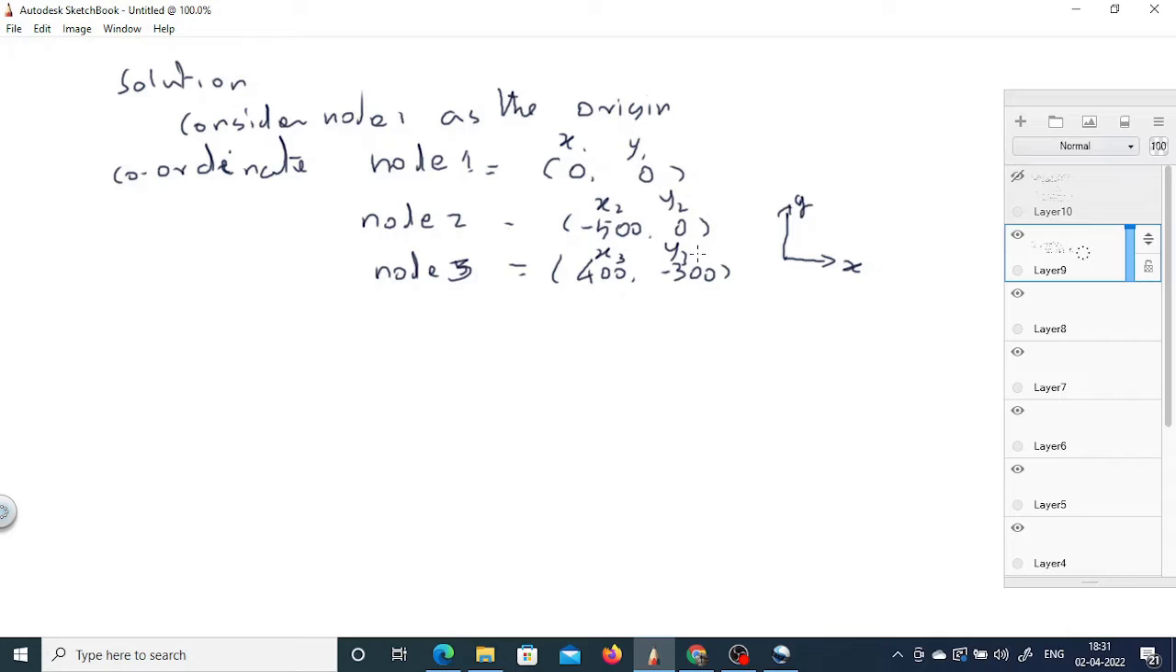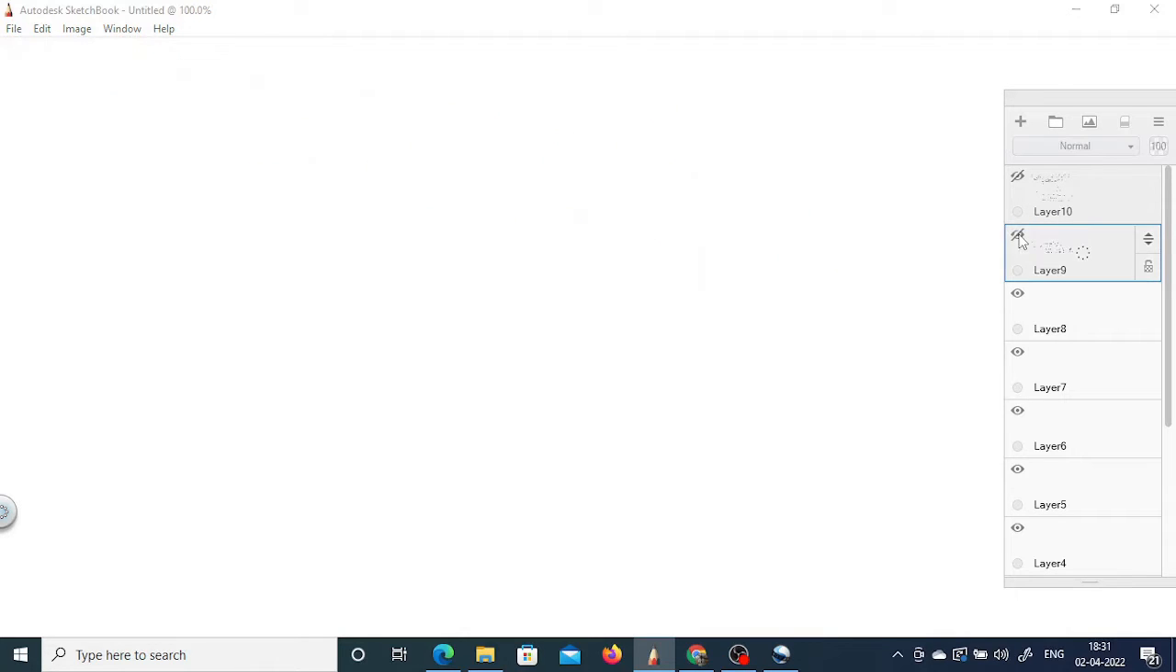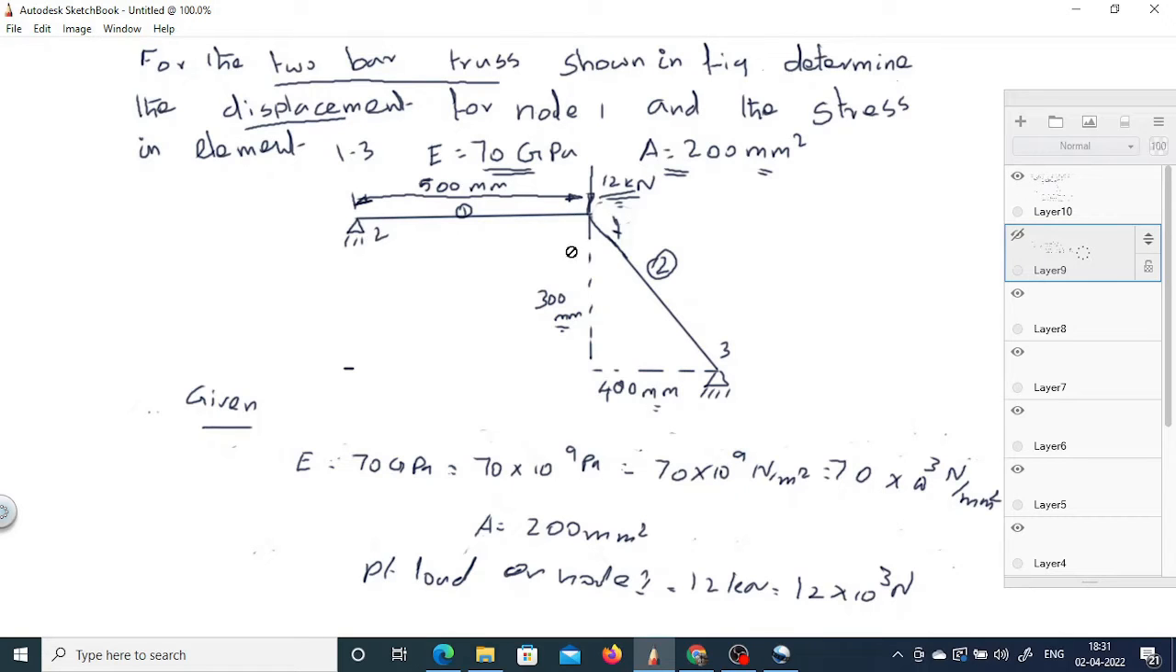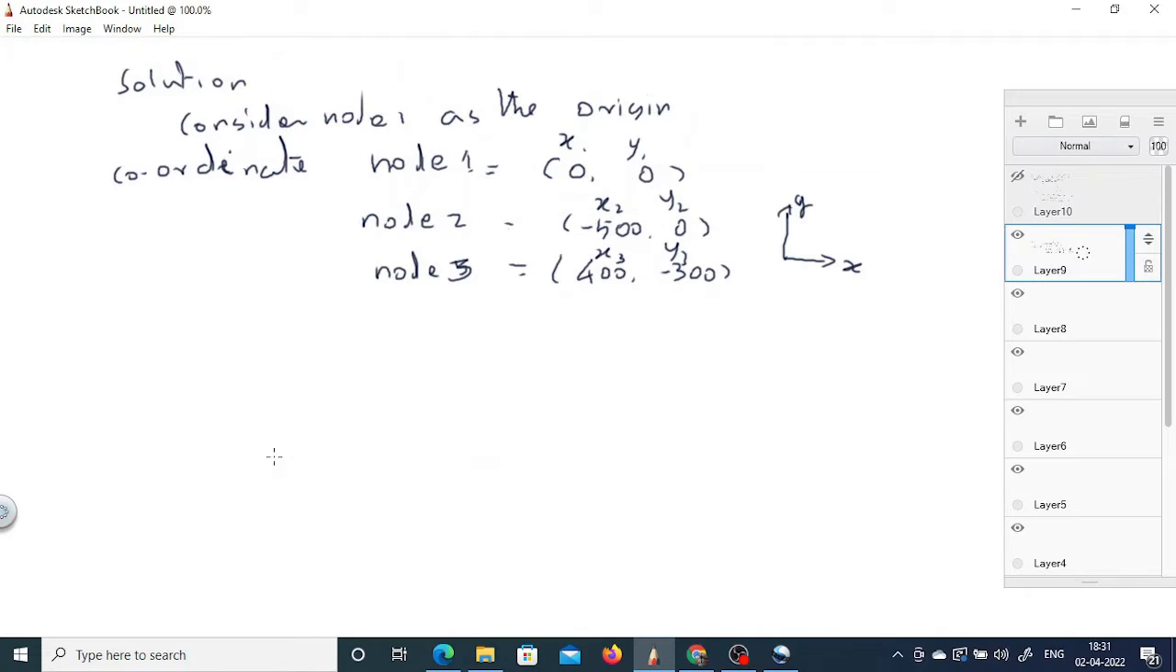How do I identify the length of the first element? For identifying the length of the first element, we may utilize the formula LE1 is equal to the square root of (x2 minus x1) square plus (y2 minus y1) square. This is the formula.